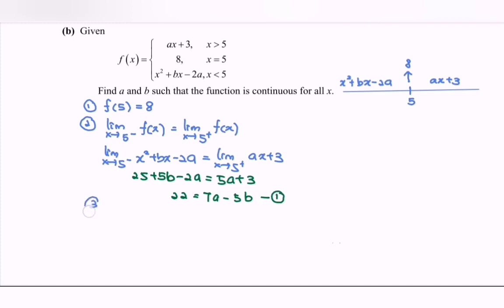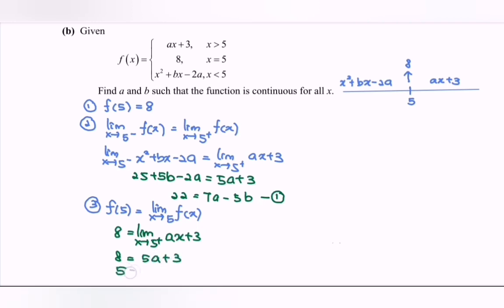Condition number 3: f(5) is equal to the limit when x approaches 5 of the function f(x). Notice that for this case, my suggestion would be picking the right hand side. Here we have the value 8, equal to the limit when x approaches 5 from the right of ax plus 3. So 8 equals 5a plus 3. Continue, 5 equals 5a, so a equals 1.